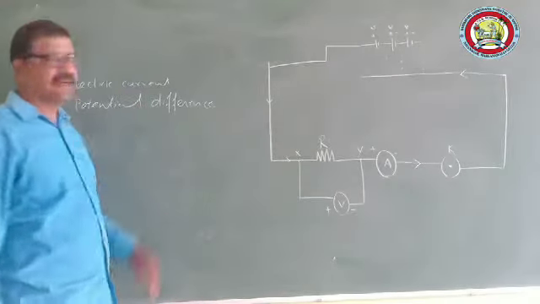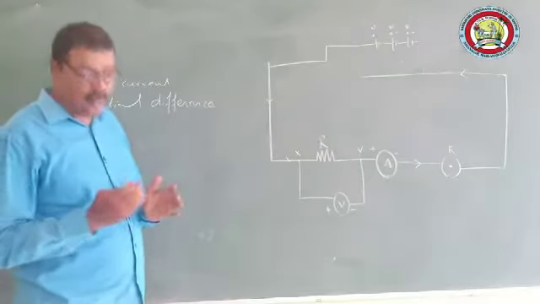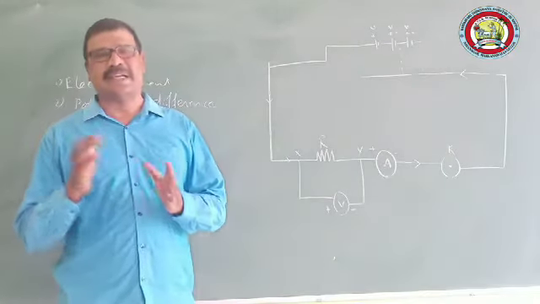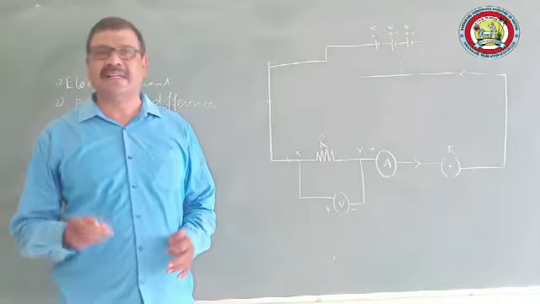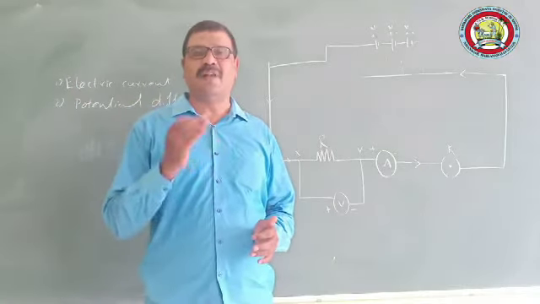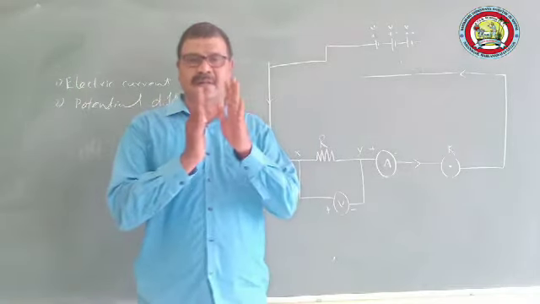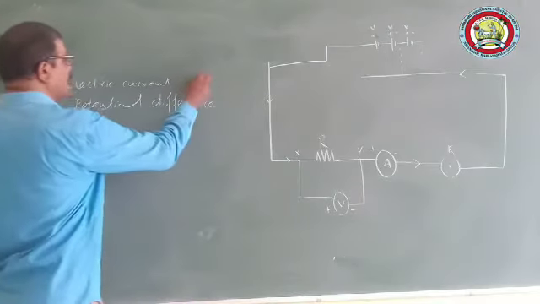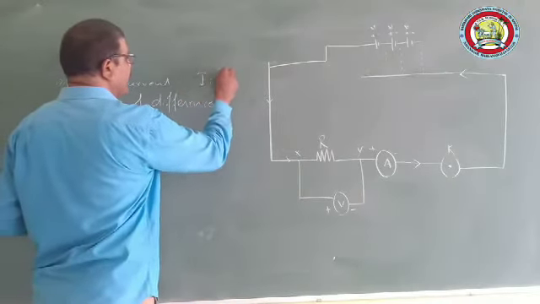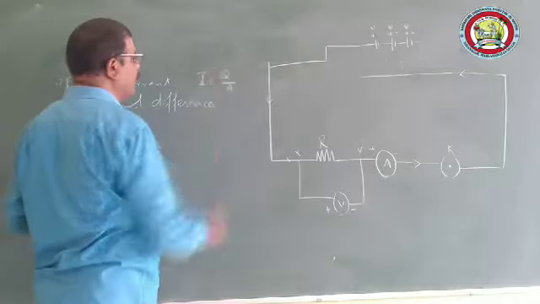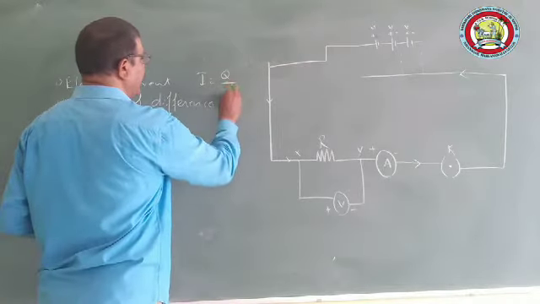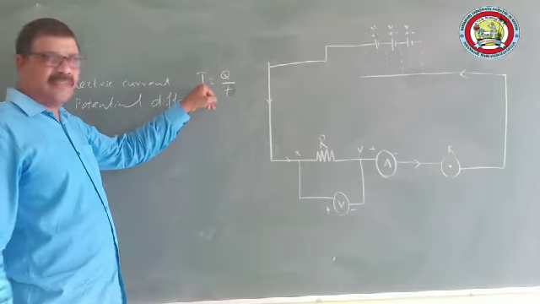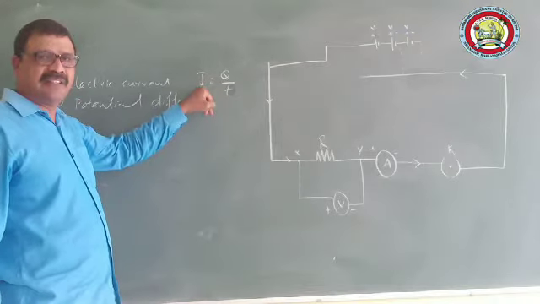Coming to electric current, we learned that the flow of electrons in a conductor is called electric current. Precisely defining it, we say that the rate of flow of electrons across a point we call electric current. Equation-wise, we put it as I is equal to Q by t. This is electric current, which we denote with I.